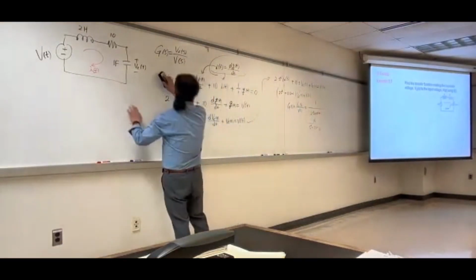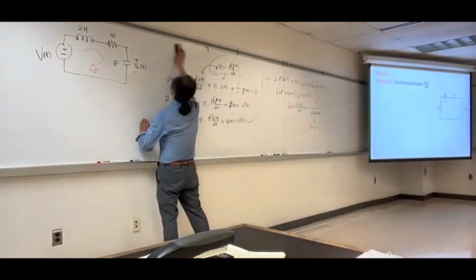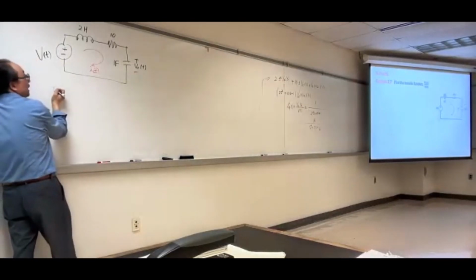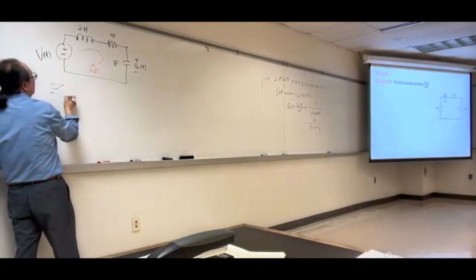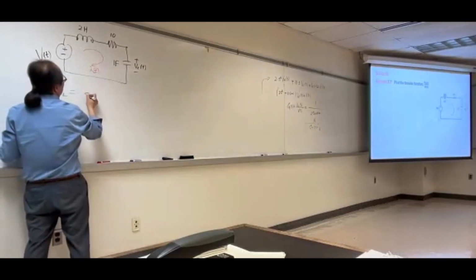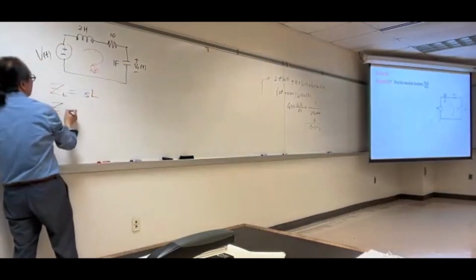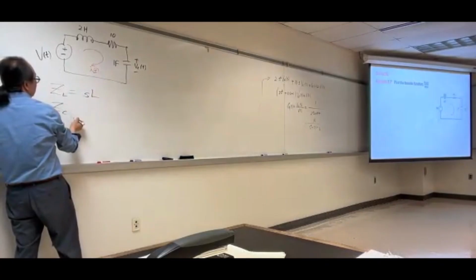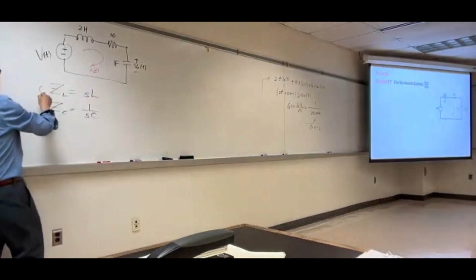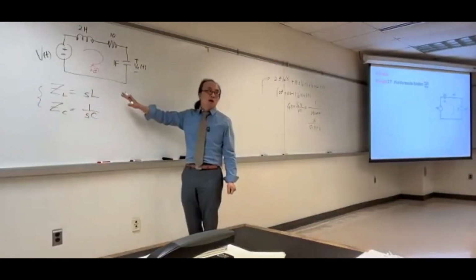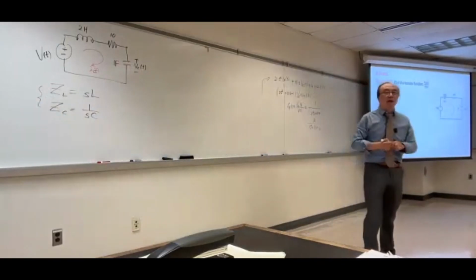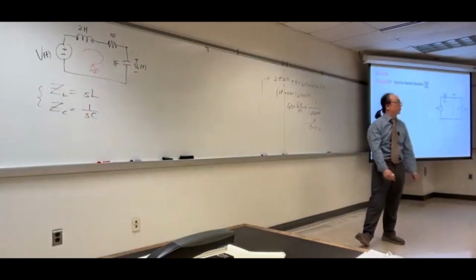So we have the same circuit. Now we're going to use that column. I'm going to use the same notation as what we did in our circuit class. Z for an inductor is going to be SL. Z for a capacitor equals 1 over SC. Just keep that in mind. And we're going to write the KVL directly in the S domain, like a frequency domain.